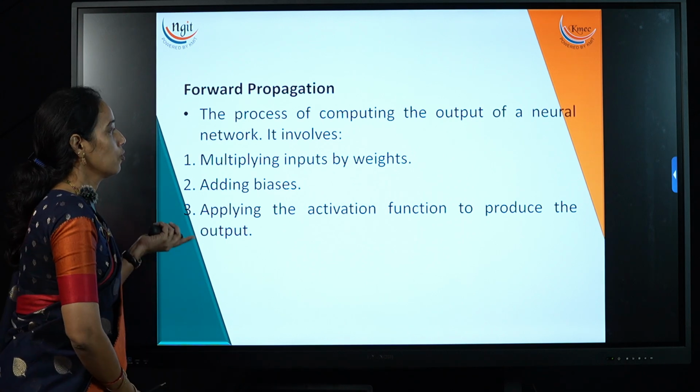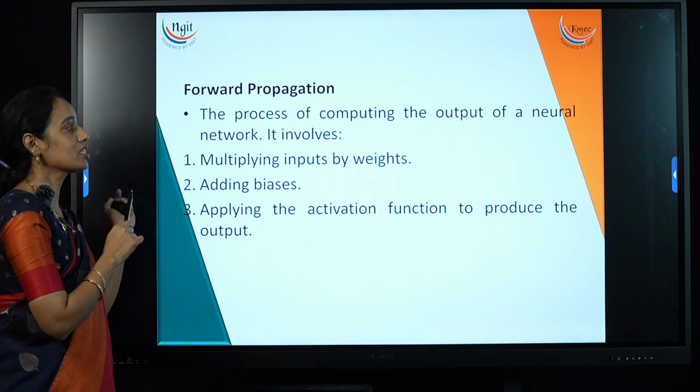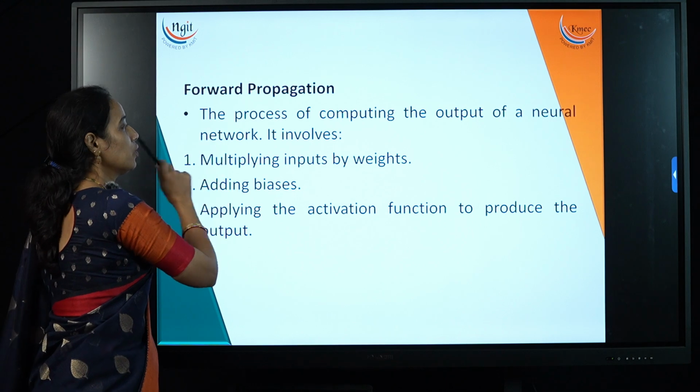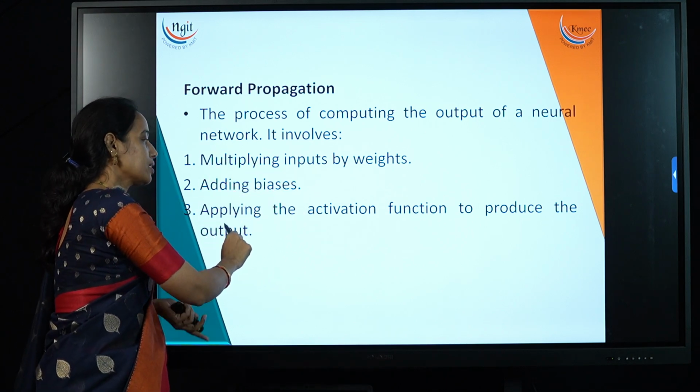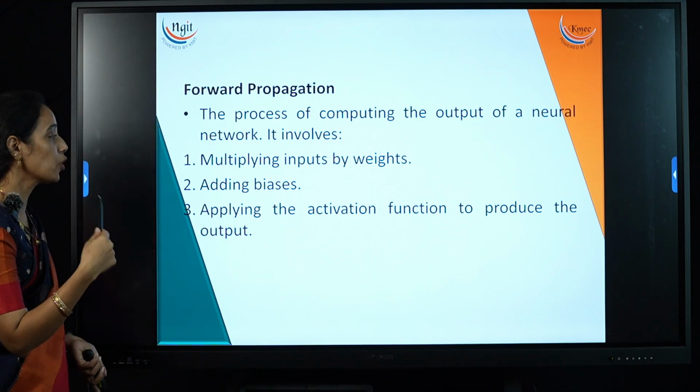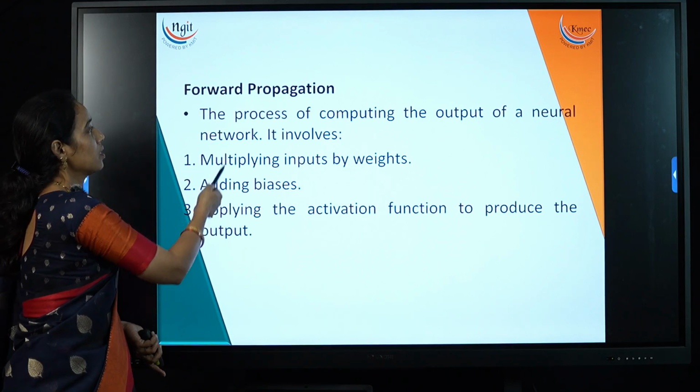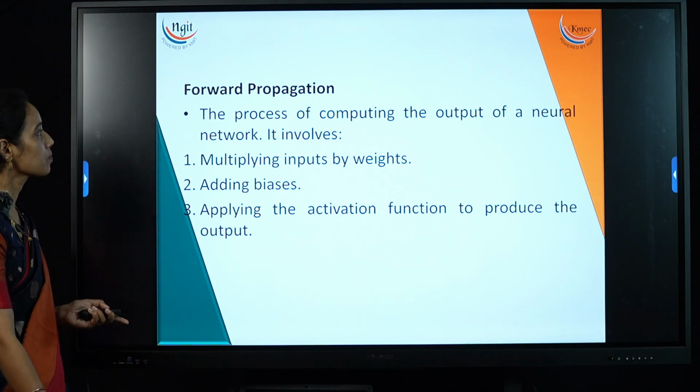So what is this forward propagation? Already I told you, it is the process of computing the output of a neural network, that is multiplying inputs by weights, adding biases, and applying the activation function to produce the output. These three steps lead to the forward propagation.